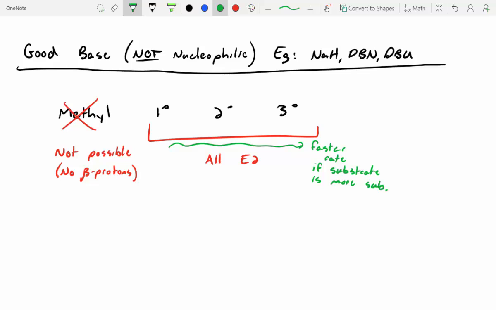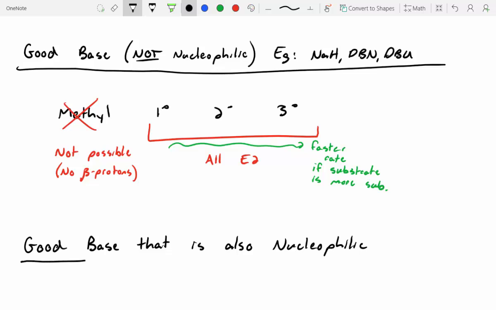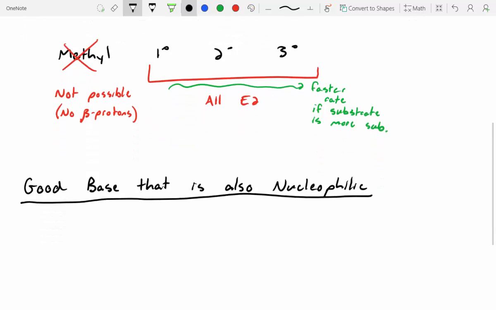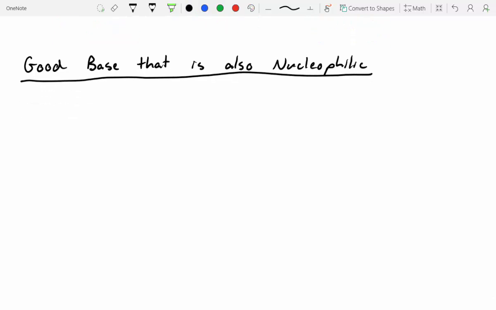Now we get into the tricky situation. What happens if we've got something that's a good nucleophile and a good base? It's not as simple anymore. So we'll write good base that is also nucleophilic. All right, so let's take a look at this.